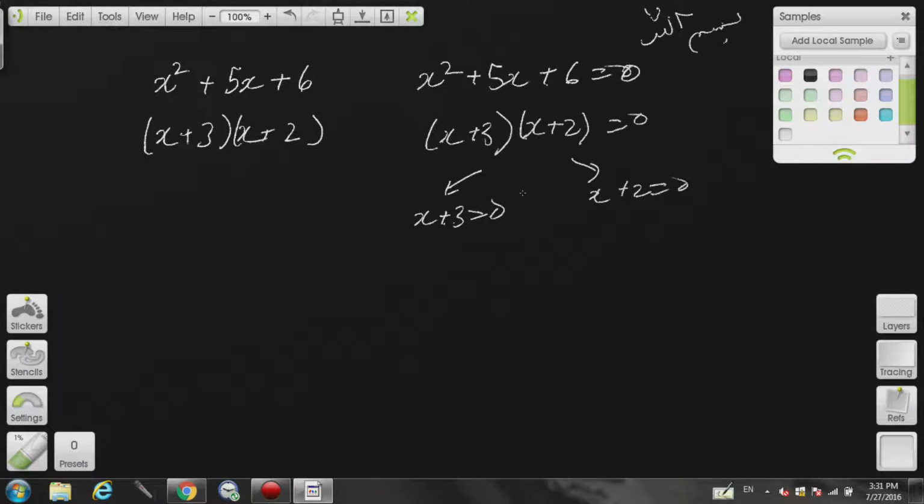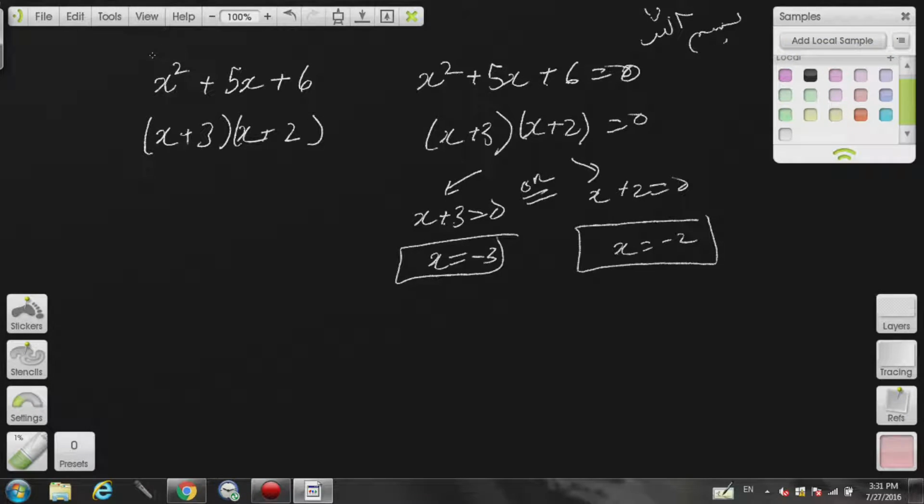And then you said x is equal to -3. x is equal to -2, and you got 2 answers. So previously we have worked with quadratic expressions and quadratic equations. Here we're going to learn about quadratic functions. What is that all about, right?